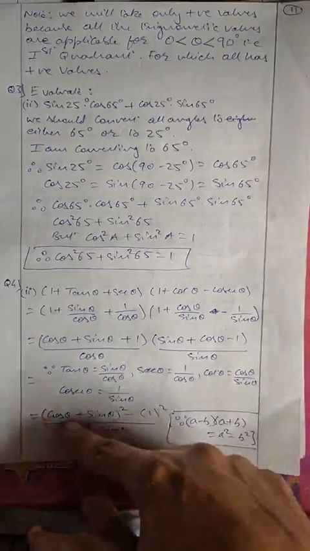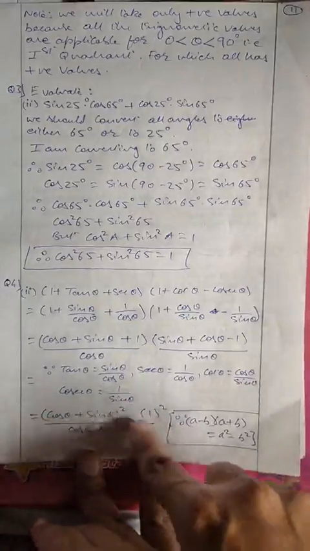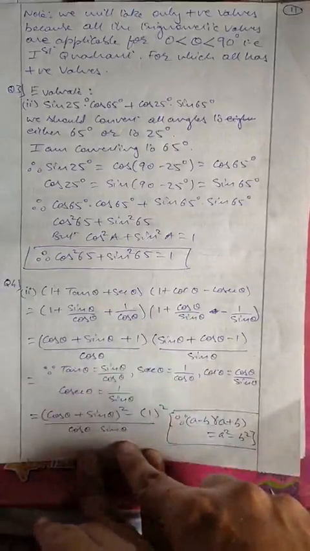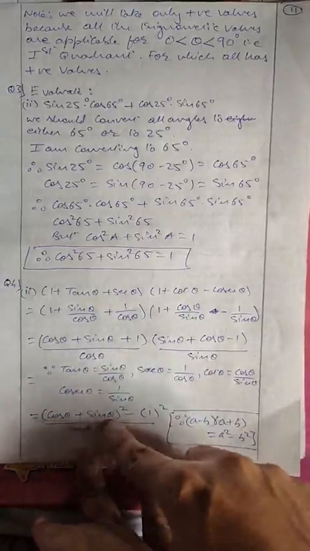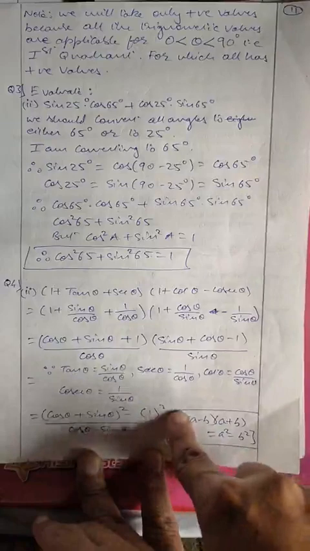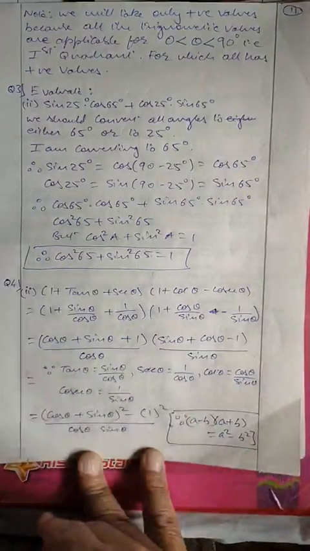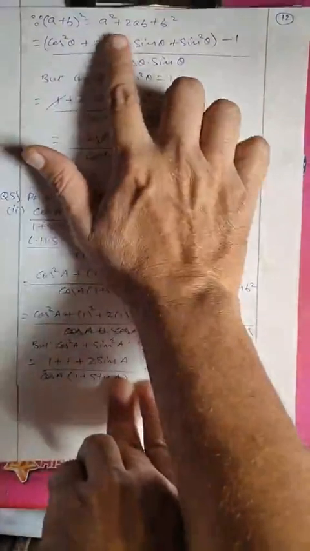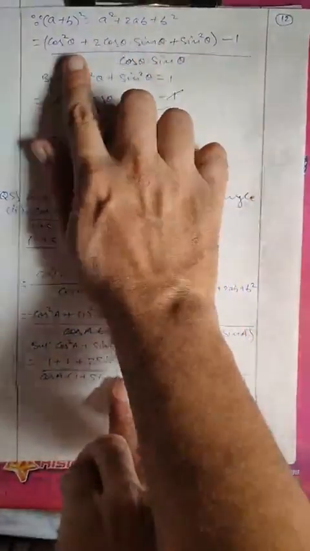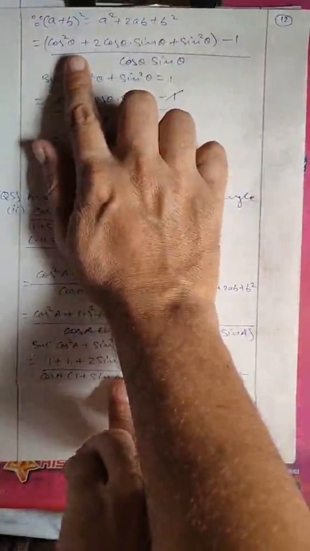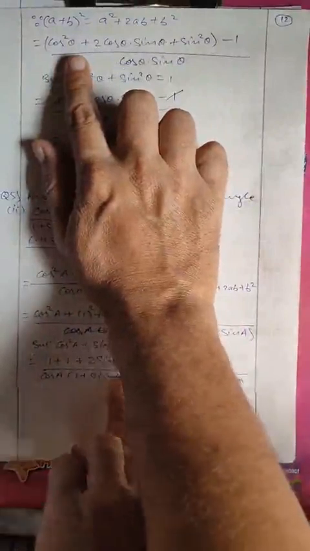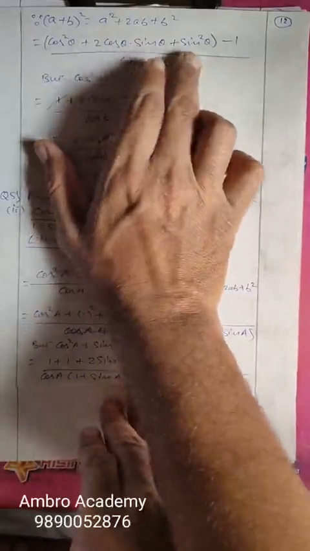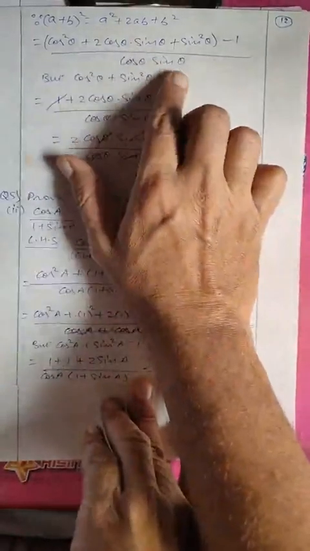So it becomes cos theta plus sin theta whole square minus 1 whole square upon denominator is cos theta into sin theta, right? So it becomes cos theta plus sin theta whole square minus 1 square. Minus 1 square is 1. Now again I am using the identity a plus b whole square, a square plus 2ab plus b square. So instead of cos plus sin theta whole square, I can write cos square theta plus 2 cos theta sin theta plus sin square theta minus 1 upon cos theta sin theta.